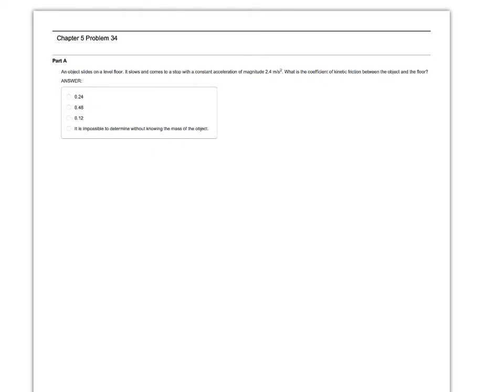Next one, we have an object sliding on a level floor. It slows and comes to a stop with a constant acceleration of magnitude 2.4 meters per second squared. We want to know the coefficient of kinetic friction. So we're going to start with our free body diagram here. It has a normal force going up, force of gravity going down, and it's sliding along. I'm going to say it's sliding along to the right. That's the direction of the velocity. So friction's going back to the left.